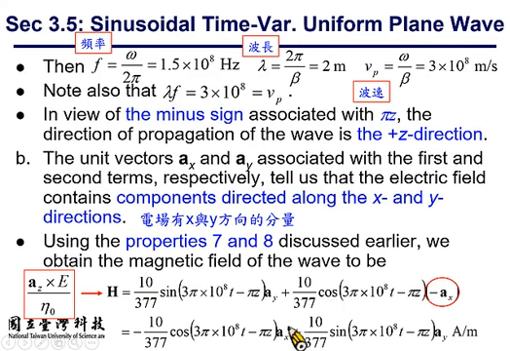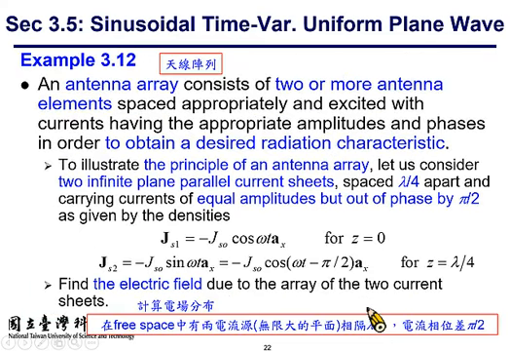Of course, here you can reorganize the order of the two terms. So you end up with this term in the x direction and this term in the y direction. So that's the calculation or derivation of the magnetic field using the representation of the E field and the knowledge about the propagating direction.